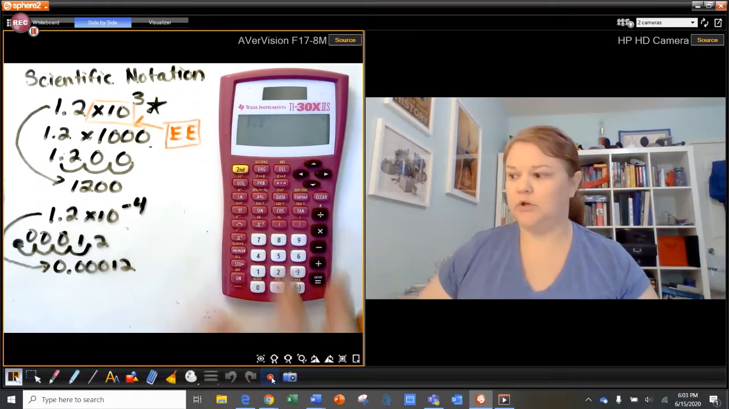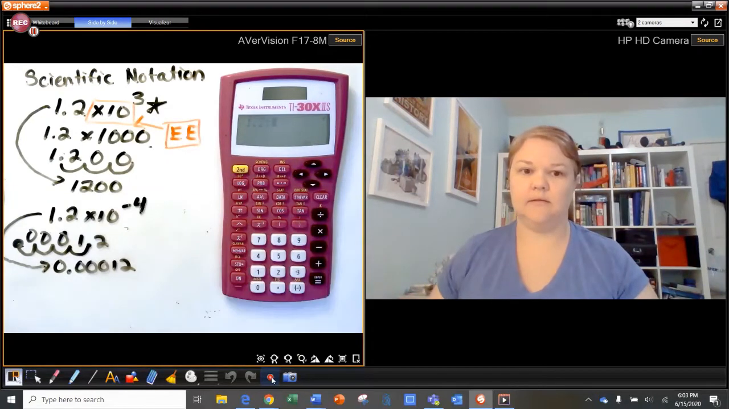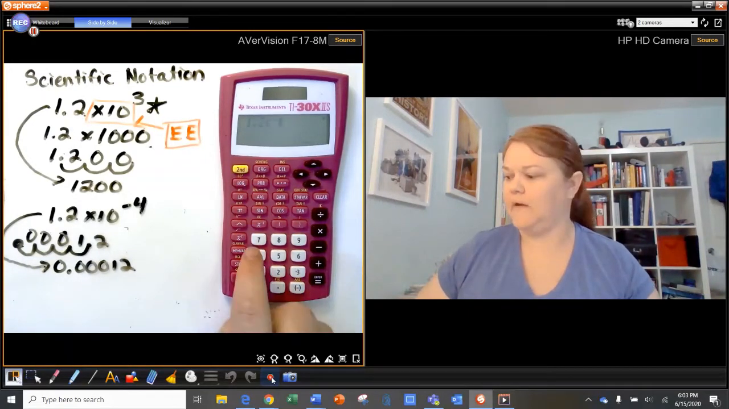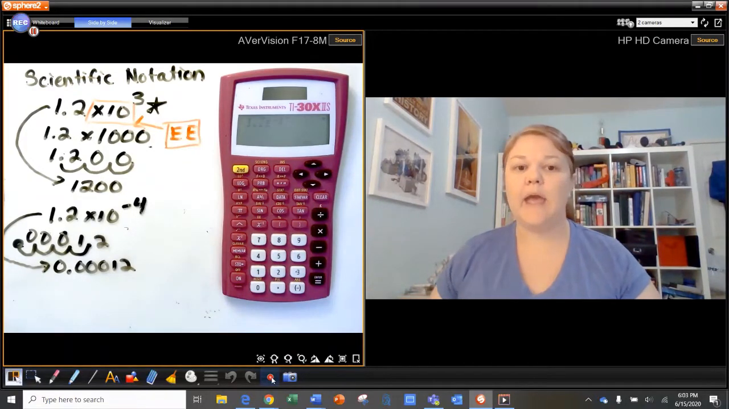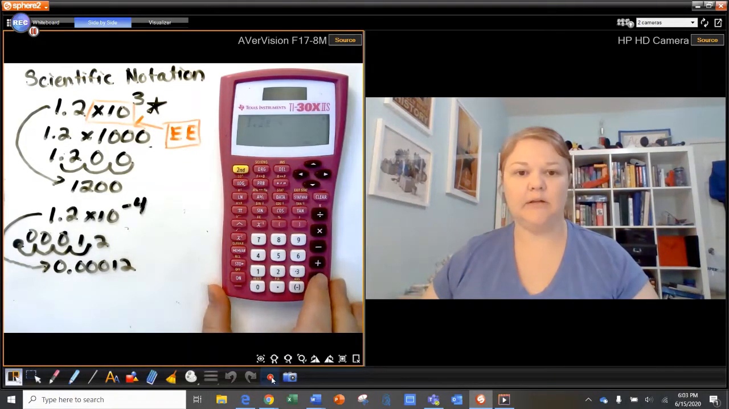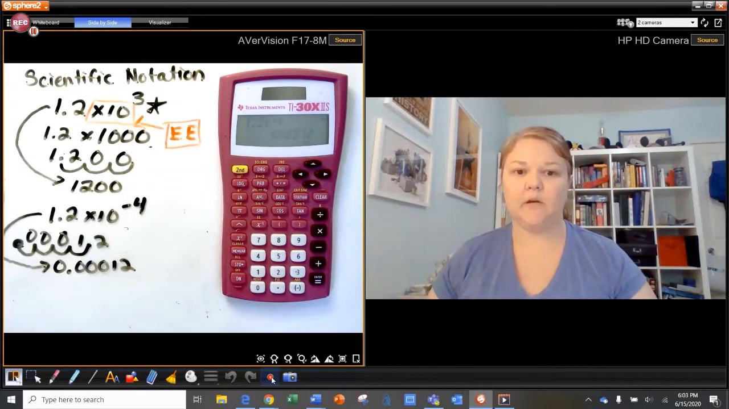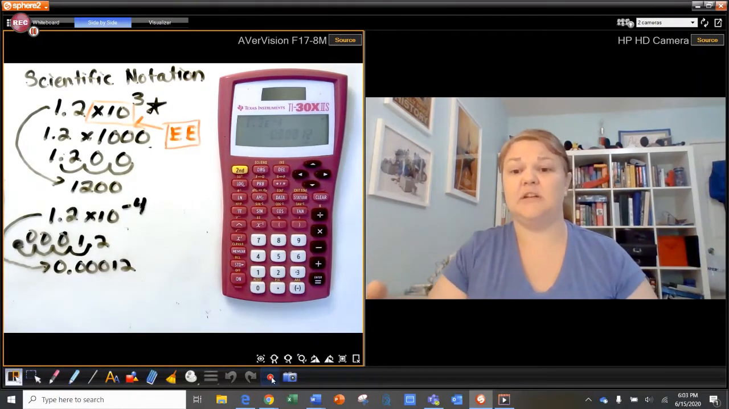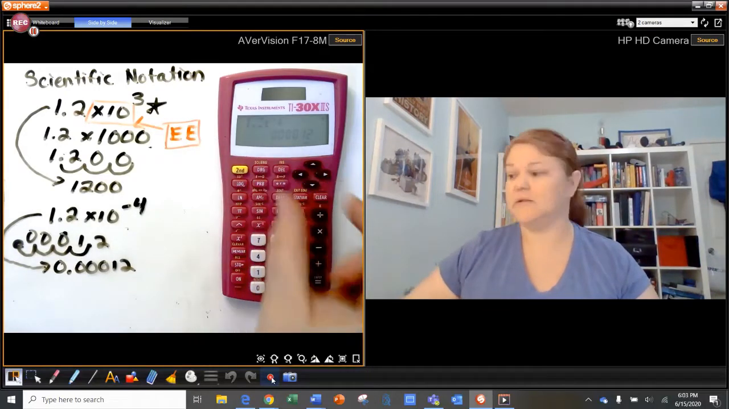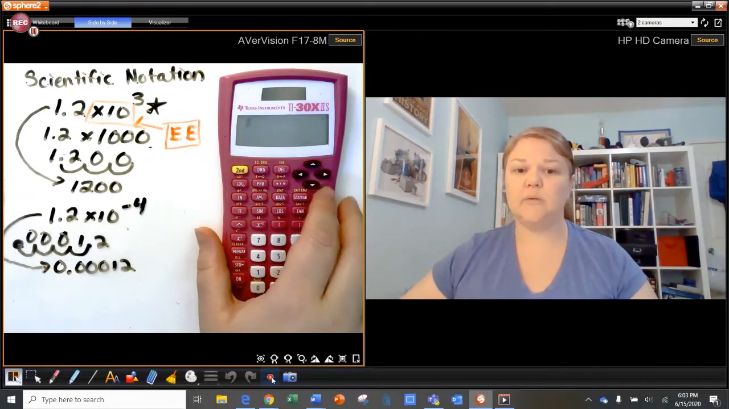1.2, second, there's our E. Now I want -4. Well, on this calculator, my negative is down here. I hit that first, and then 4. Ooh, I didn't actually hit it. There we go. And that's our exponent in. Now I can hit enter. And look, 0.00012. Same as what we got here. So this is an easy way of taking a number in scientific notation and getting what it actually truly means. Now, let's try it with one of those I talked about.